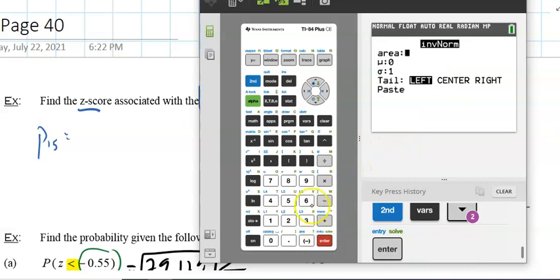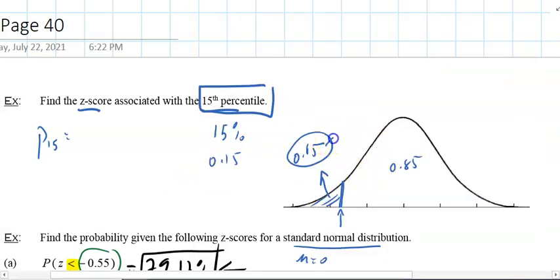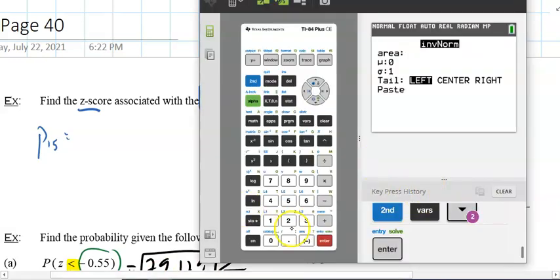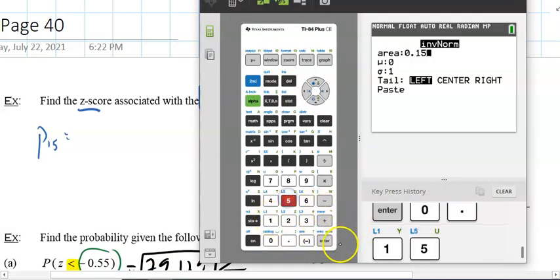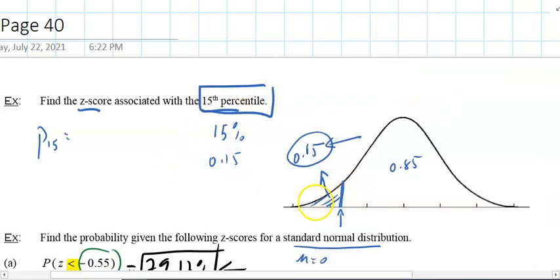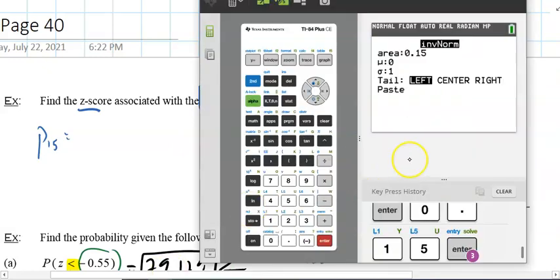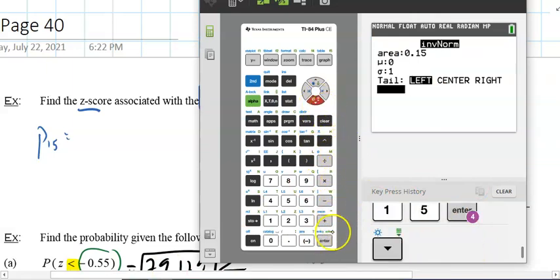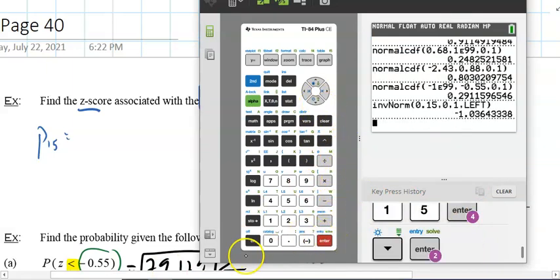They're saying, hey, what's the area that you want? I want an area of 0.15. Are we in agreement? 0.15. Is the average 0? It's a standard normal. Yes, yes. Is this area to the left, to the right, or in between? Isn't this area to the left? So choose the left. Scroll down, paste, and give me that z-score.